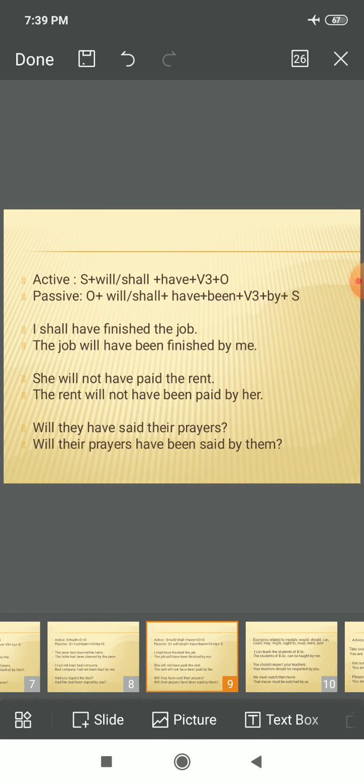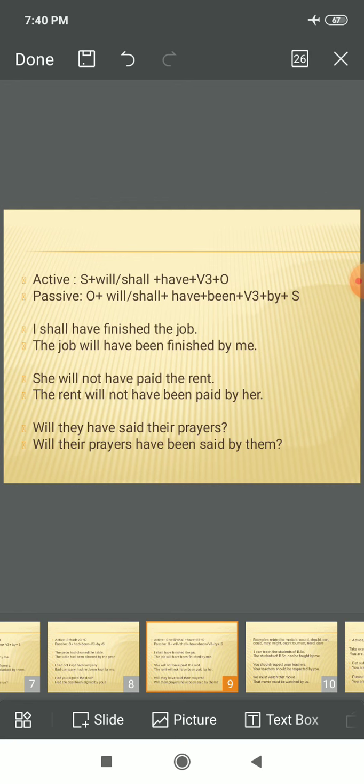Next is, she will not have paid the rent. The rent would come in the beginning. The rent will not have, exactly the same we have to pick. Right? Will not have paid the rent. The rent will not have been paid by her. Right? Very simple. Only we need to add been in these types of sentences. Will, have, shall, have, etc., verbs' third form, everything would remain the same in the passive voice.